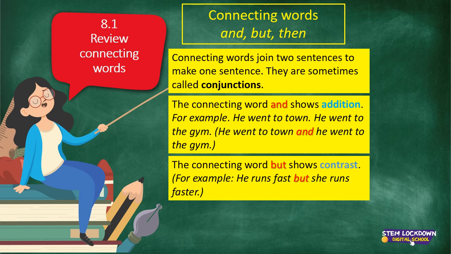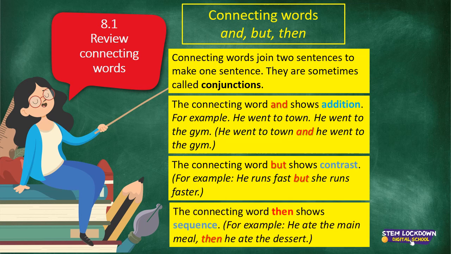The connecting word but shows contrast. For example, he runs fast, but she runs faster. And the connecting word then shows a sequence. For example, he ate the main meal, then he ate the dessert. Right, so that's and, but, and then.